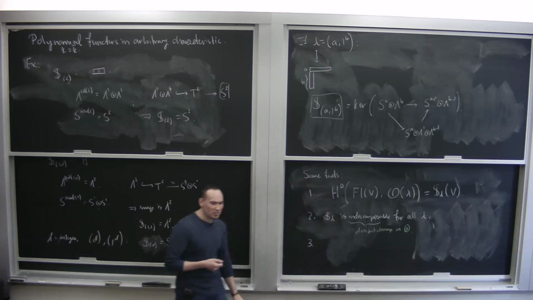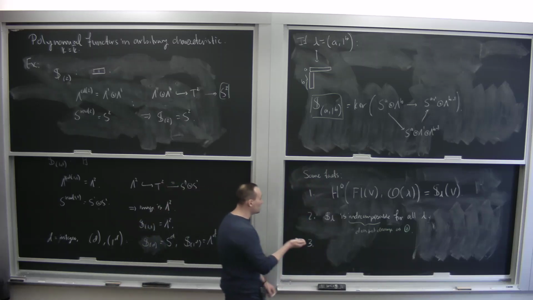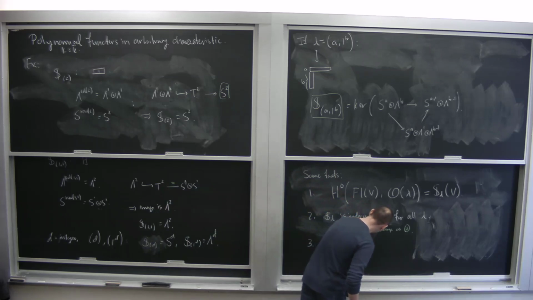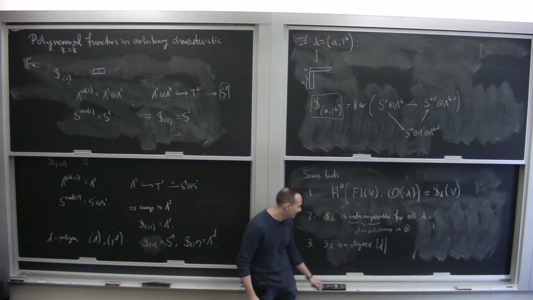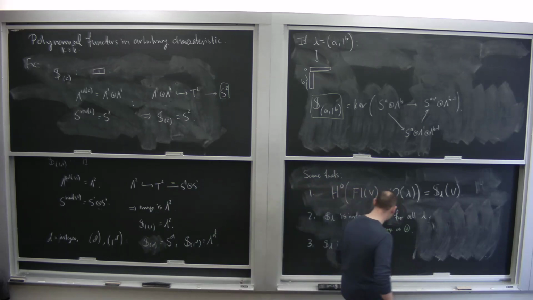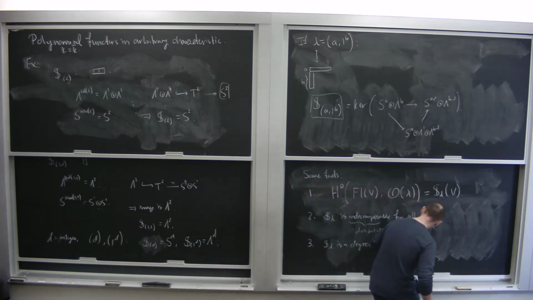And then the third thing, just to tie this back to the original discussion, is these are polynomial functors, and the degree is exactly the size of the partition. So S lambda is a degree lambda. By the way, I've been using this notation, but I never defined it. This just means take the sum of the entries of the partition. So this is a degree lambda polynomial functor.